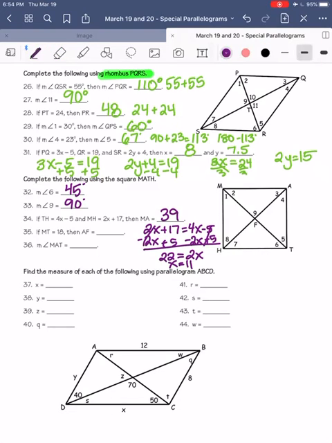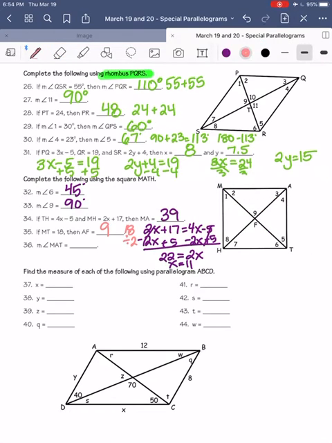Okie dokie. I'm going to erase that so I can use the square again. All right, it says if MT, so that's the whole diagonal, then what is AF? Well, do y'all see MT is the whole diagonal, and then AF is just this little piece right here, so it's half. So we're just going to do 18 divided by 2, which is 9.